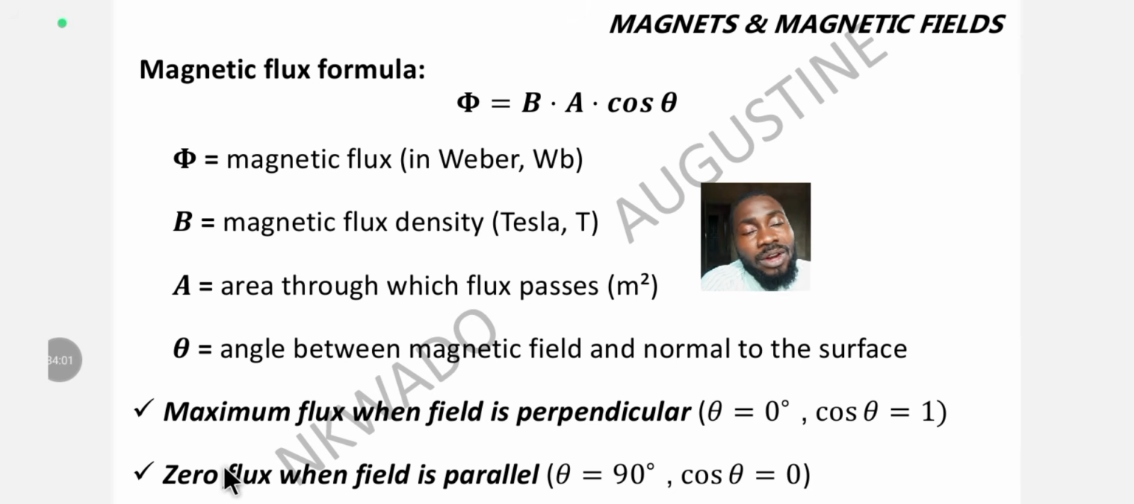So at maximum flux, highest flux, we get this. Theta is equal to 0, so cos theta will now give you 1. What is cos theta? Cos theta is 1 now. So at 0 flux, when the magnetic field is parallel, theta is equal to 90 degrees and cos theta is equal to 0. What is cos 90? Is cos 90 0? Theta is equal to 90 degrees, so cos theta equals 0.